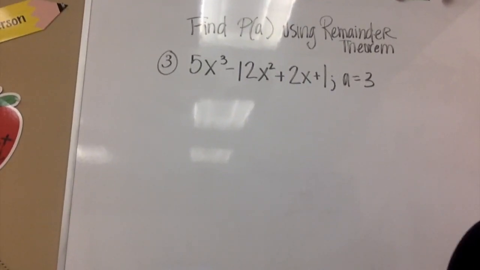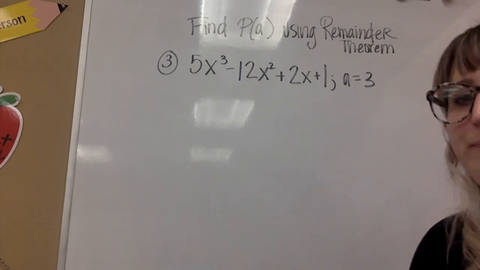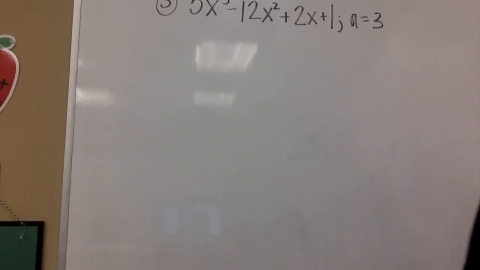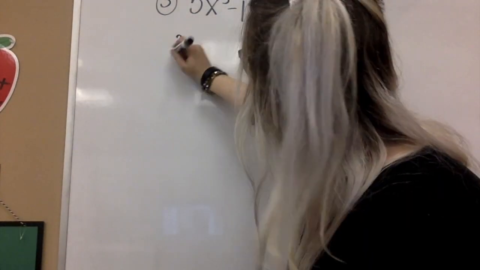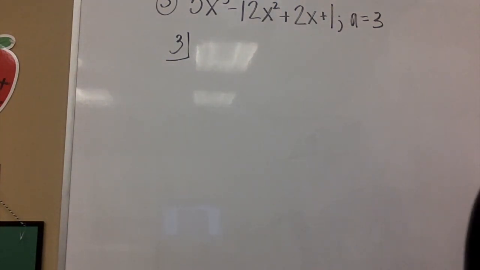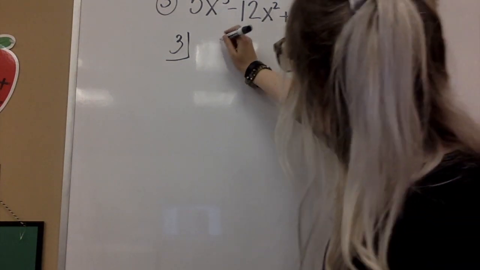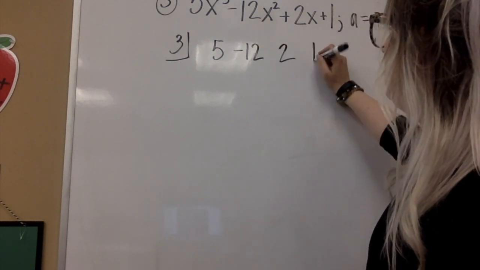All right, so for number 3, we're going to be finding P of A using the remainder theorem. So when we're asked to find P of A for the remainder theorem, what we're really just looking for is that remainder. So I'm going to start first by putting the value for A in the magical box. So we're going to have a little 3 in the box here, and I'm going to list all my coefficients like I did for number 2. So I have 5, -12, 2, and 1.